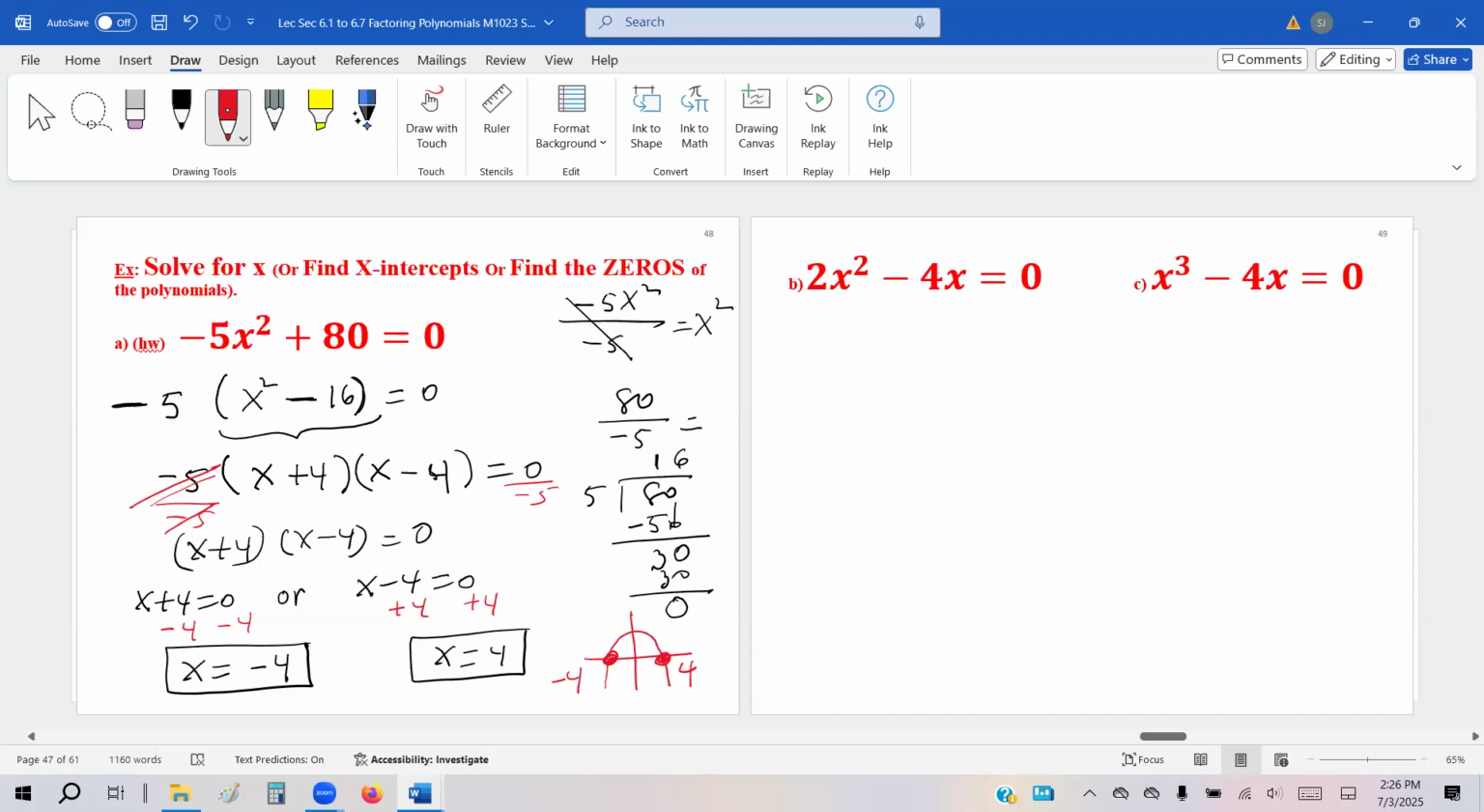Let's say it together. What do you observe in the first one? GCF, right? What's the GCF? Good, 2x. What remains? X. X minus 2.